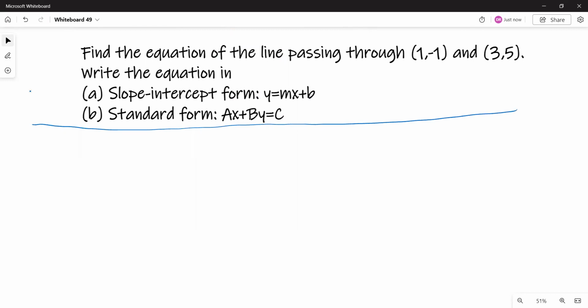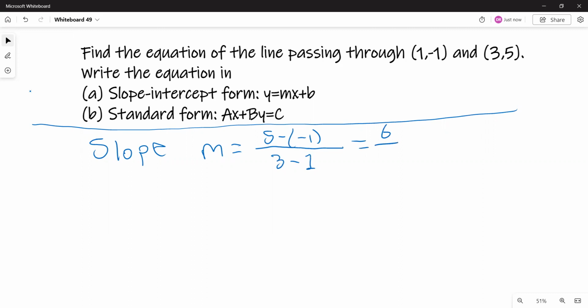Okay, so no matter what, we need to find the slope. We need to know the slope and one point. So we can start by finding the slope. That's 5 minus -1 over 3 minus 1. 5 minus -1 is 6. 3 minus 1 is 2. So the slope is 3.